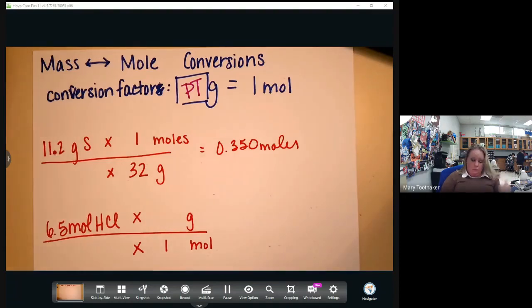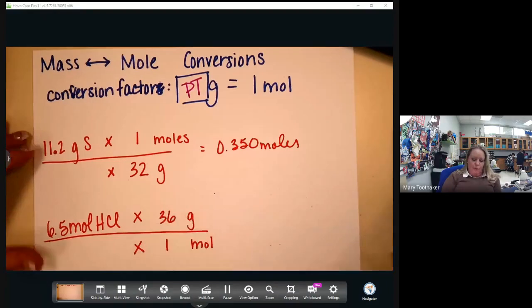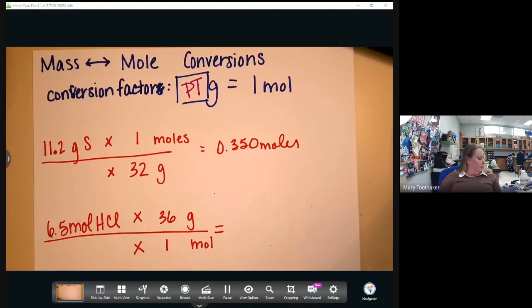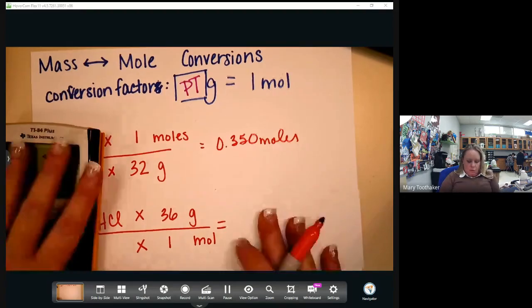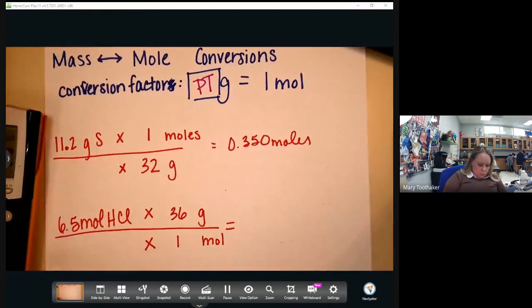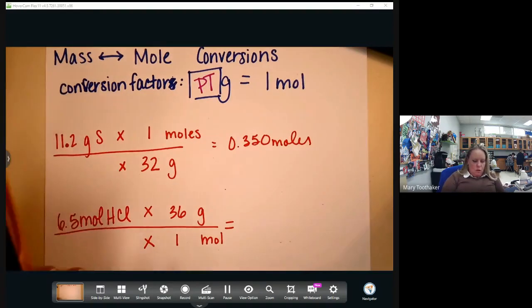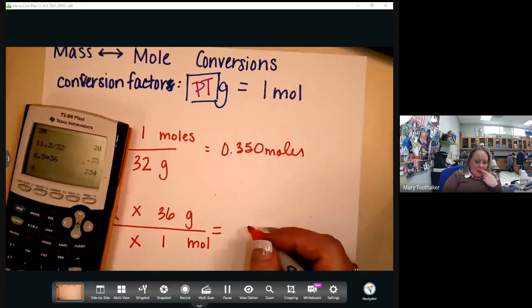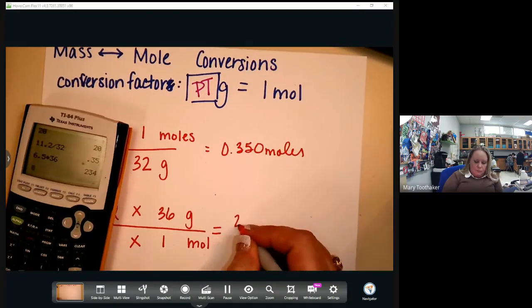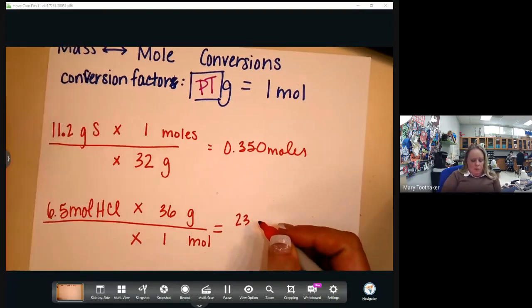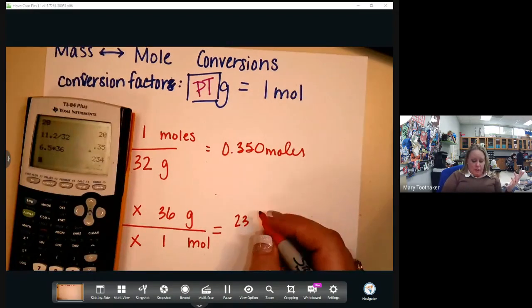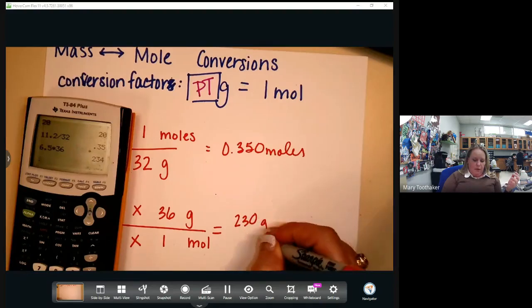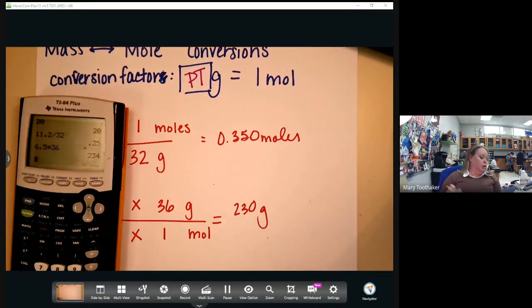Which is 36. And you found that information on the periodic table. Yep. Okay, so 6.5 times 36 is 234 grams. It's actually not correct on sig figs, so I'd round that down to 230. You round that down to 230.